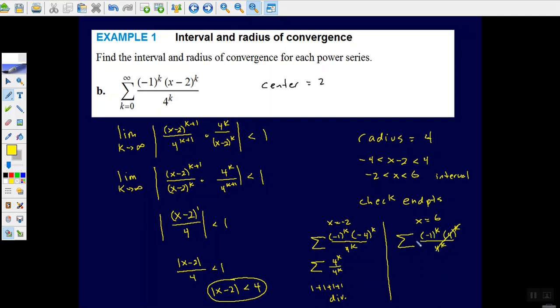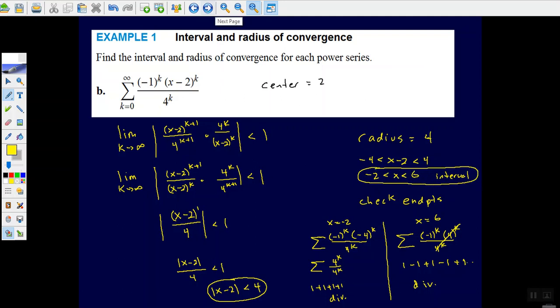And since k started at 0, this is going to be going 1 minus 1 plus 1 minus 1 plus 1 forever. And that's an alternating series where the general term does not shrink to 0. So therefore, this is also diverging. So the right end of the interval is also good the way we had it. x must be less than 6. So now we'll just circle that. That is our interval of convergence right there.